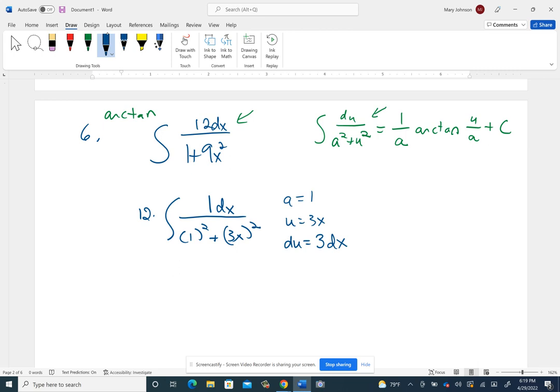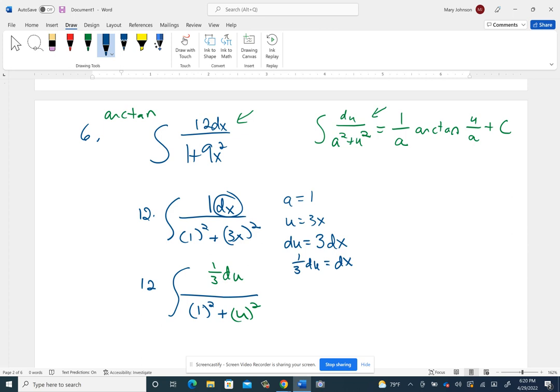So what I know is that dx is really 1/3 du because I can divide both sides by 3. Okay. All right. So that means up here on top where the dx is, I'm going to replace all that with 1/3 du. Then on the bottom, the 1 squared, that's going to stay that way because that's my a, right? That's my 1 squared. But then in place of the 3x, I'm going to be putting my u and squaring it. And then don't forget that you have a 12 that we dragged out in front earlier.